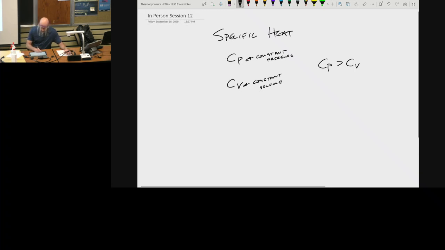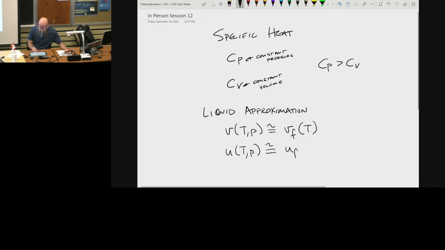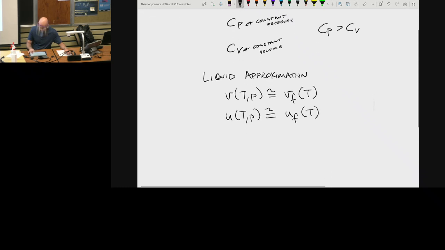Then the next thing we did was we looked at the liquid approximation. We've talked about the liquid approximation before, but now we formally introduce it to the class, and that's just saying that for any system that is a liquid, if I want to find the specific volume and I have been given some temperature and pressure, I can assume it's the same as the specific volume of the saturated liquid at whatever temperature I've been given. The internal energy at some temperature and pressure is approximately equal to the internal energy of the saturated liquid at whatever temperature I've been given.